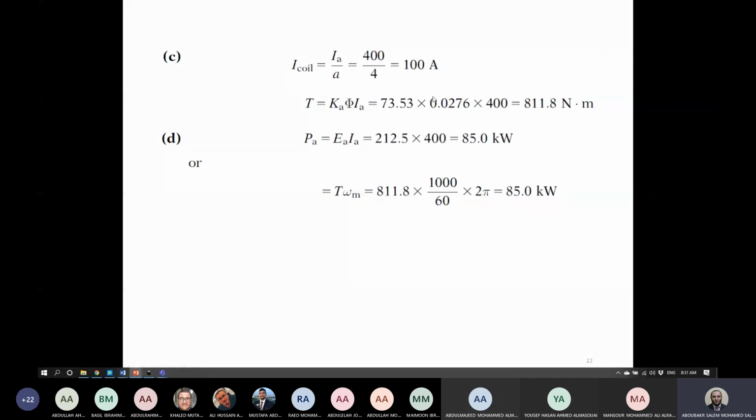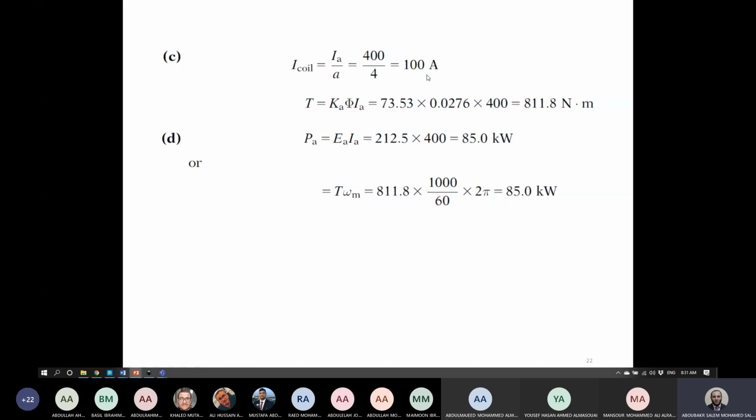Regarding the coil current, we have the overall current equals 400. So if we now would specify the current of one coil, we should divide by the number of parallel paths. And we have here lap winding, where A equals the number of poles, so we can simply say the coil current equals total armature current over number of parallel paths. So it's 100 ampere now.